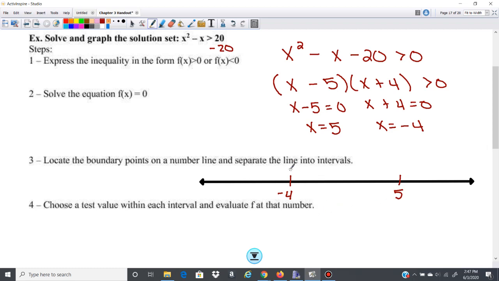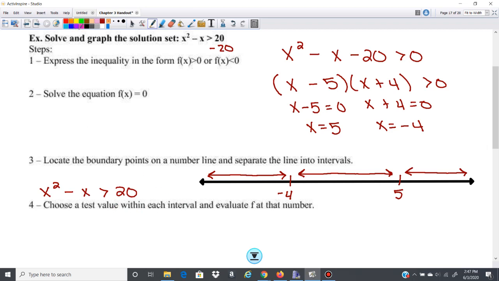When we talk about intervals, we are going to look at the interval from -∞ to -4, this interval right here. We're going to look at the interval between -4 and 5. And we're going to look at the interval from 5 to +∞. What we want to do is take our original inequality. I'm going to write that here so I can still see what it is.